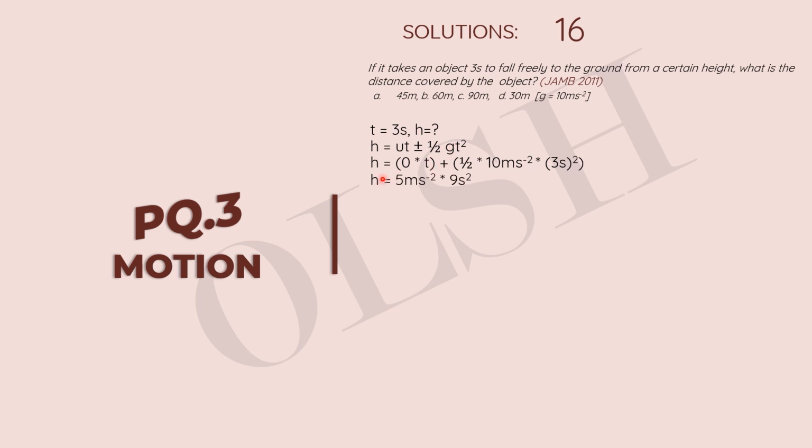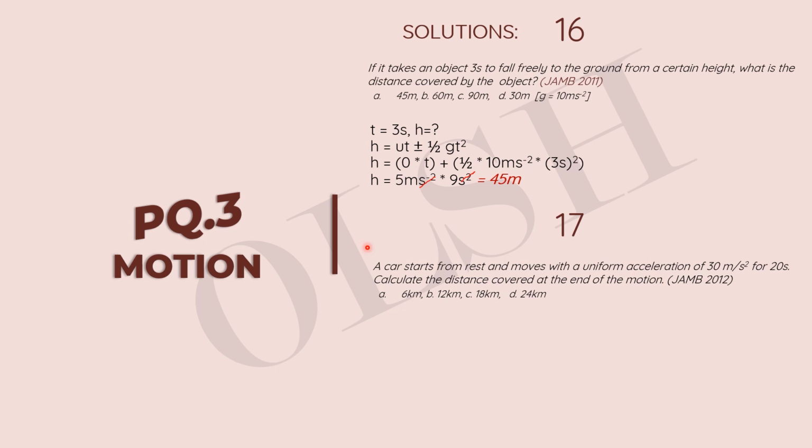So simplifying that, we have 5 meters per second squared times 9 seconds squared, because 2 divides 10 to give us 5, and then 3 squared is 9. Going further, we can see that this second squared cancels this second squared, leaving us with 5 times 9, which is 45 meters.